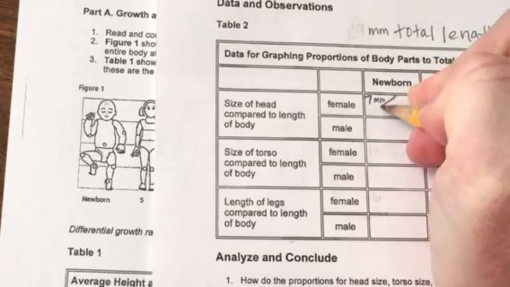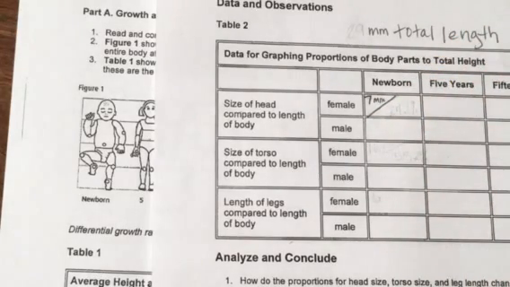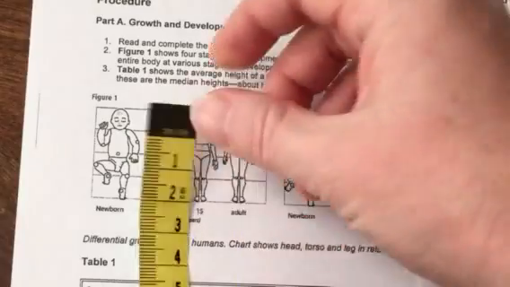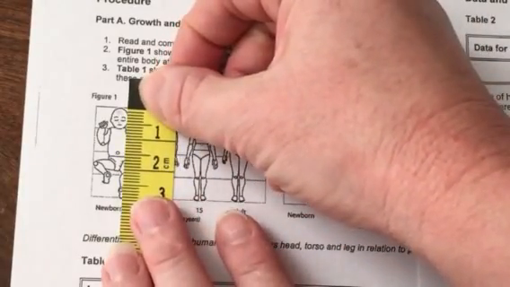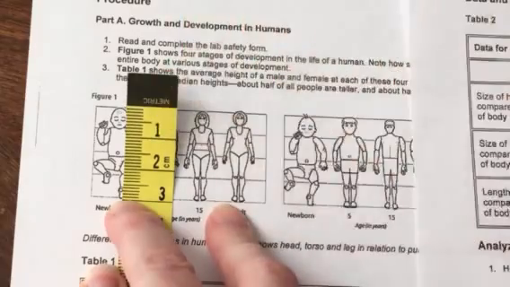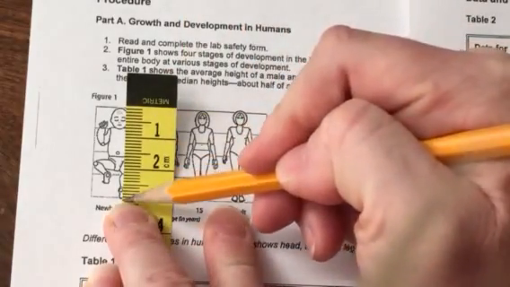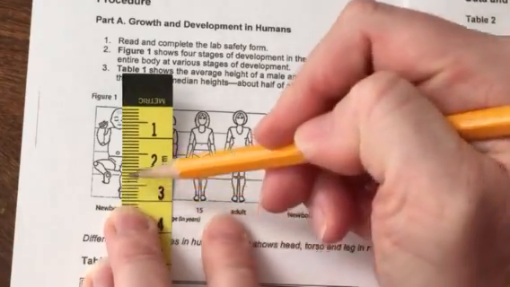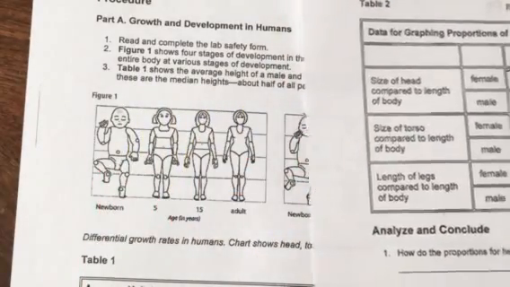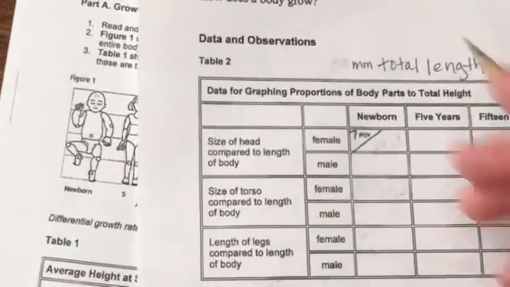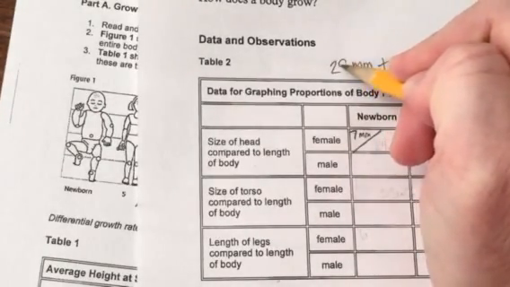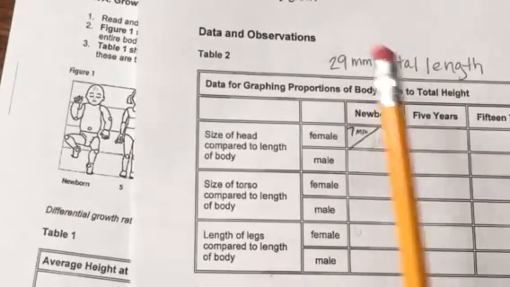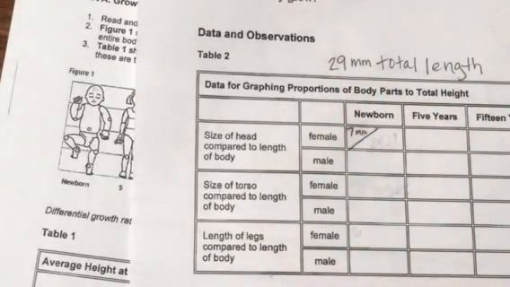millimeters. But this is not asking you how long it is. It's asking you how long it is compared to the total length of their body. So we are going to measure the total length of this body, and I am getting, see, this is my 30 line right here. I'm getting like 1 millimeter less than that. So I have 29 millimeters as the total body length. So I'm actually going to write that at the top, just as a note to myself that the total length is 29 millimeters.